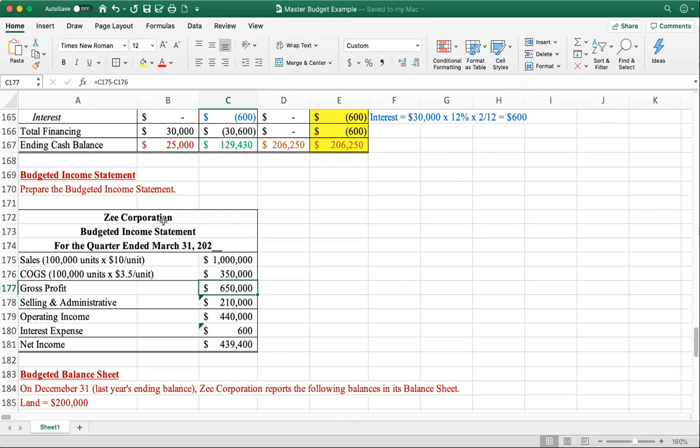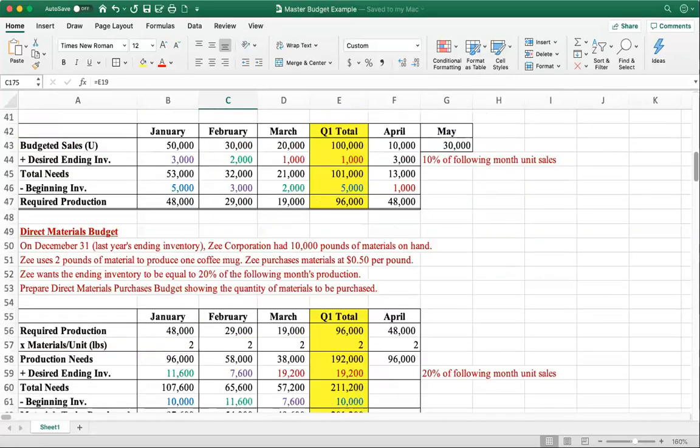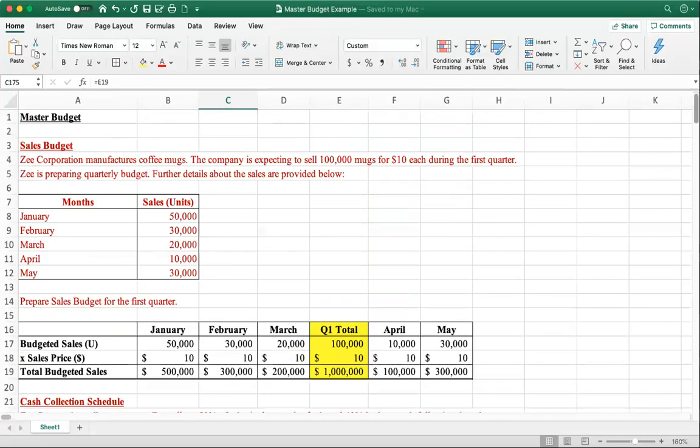So here is the income statement, Z Corporation budget income statement for the quarter ended March 31st, and whichever year it is. So sales is 100,000 units. That's coming from your sales budget at $10 each. So 1 million is coming straight from sales budget for the quarter. So if you look at our sales budget, it's $1 million from your sales budget.